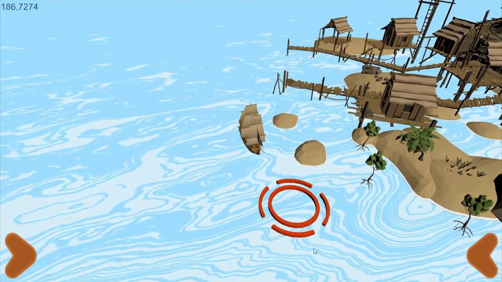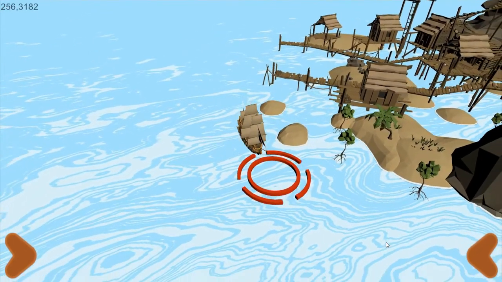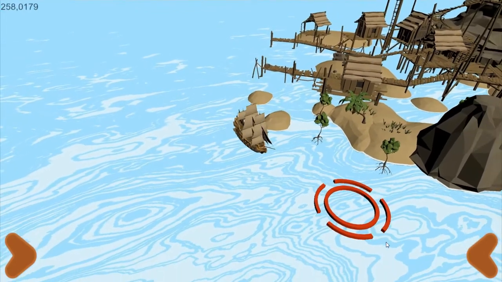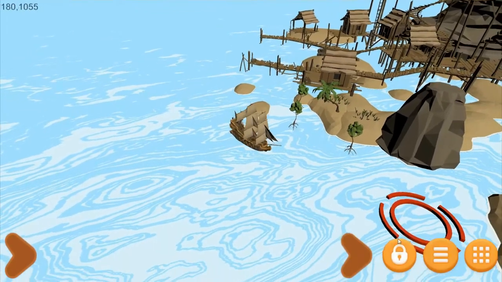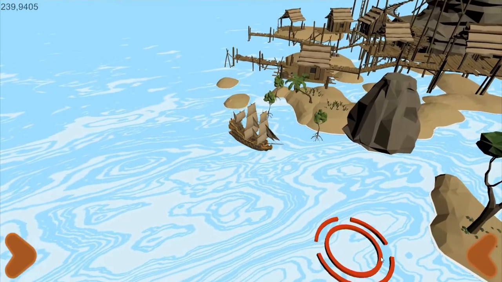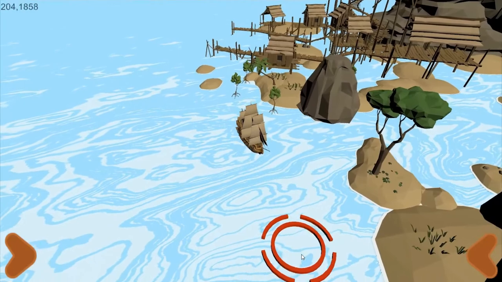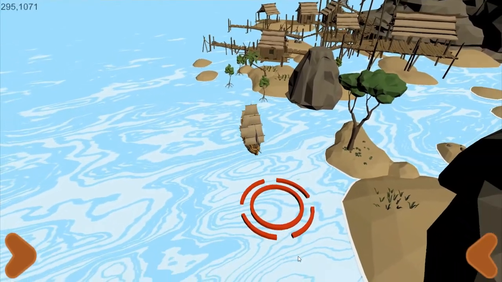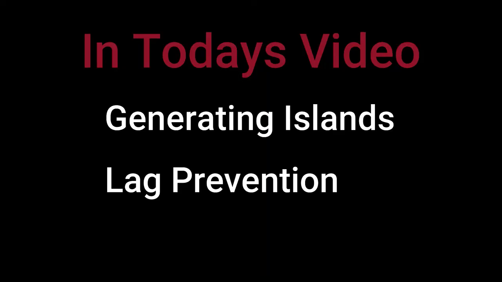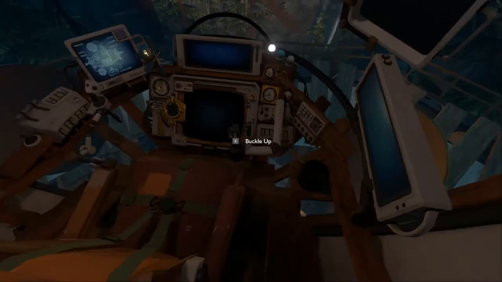But another problem that will arise with this could be lag. A huge world with thousands of objects could cause a lot of lag if not handled correctly. And furthermore, this game is designed for the phone, so lag prevention is even more important. So, these are the two subjects we will deal with for today: island generation and optimization.